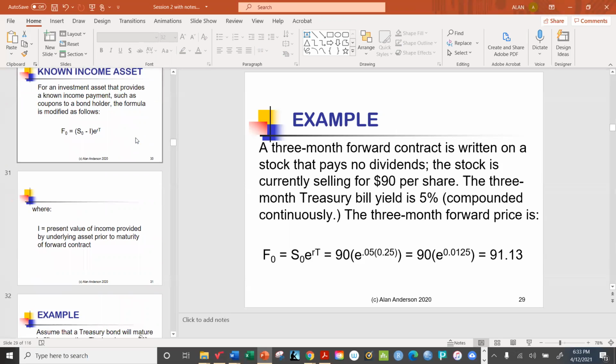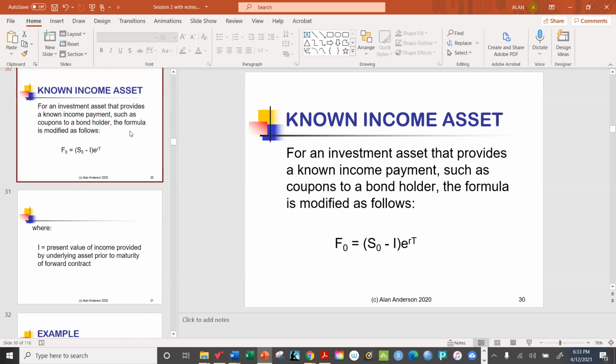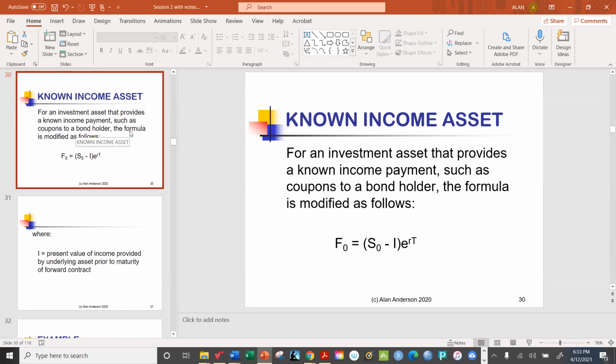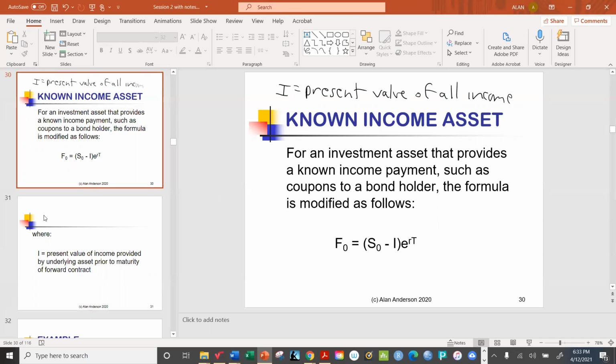Now, what if the asset provides what we will call a known income? And that income is only paid out infrequently, like, for example, the dividend on a stock or the coupon on a bond. This is how you would adjust your formula. You notice how there's this minus I in here now, which we didn't have before. And that I represents the present value of all income that the asset will provide during the lifetime of the contract.